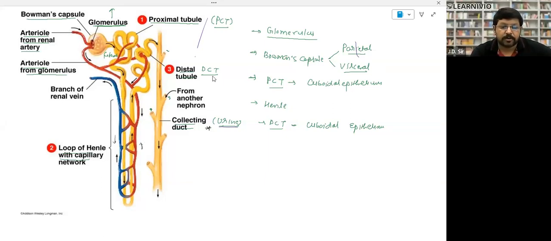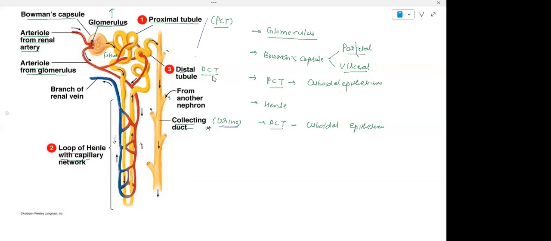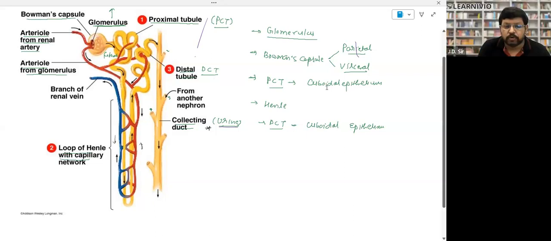Here is some information. PCT is made up of cuboidal epithelium, and DCT is also made up of cuboidal epithelium. Please note it down this way. I think it should be clear to you, both of you. Nephron. Yes, sir. Please note down: PCT and DCT are made up of cuboidal epithelium.